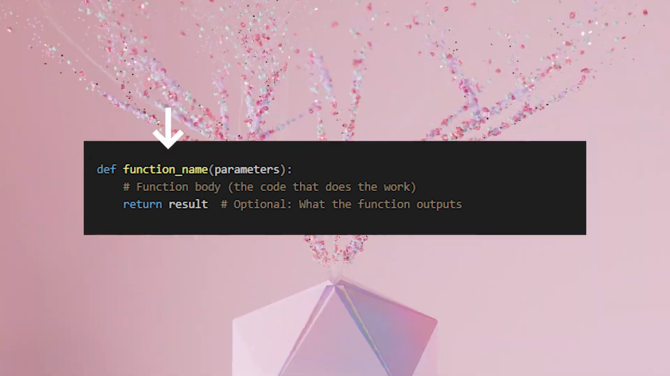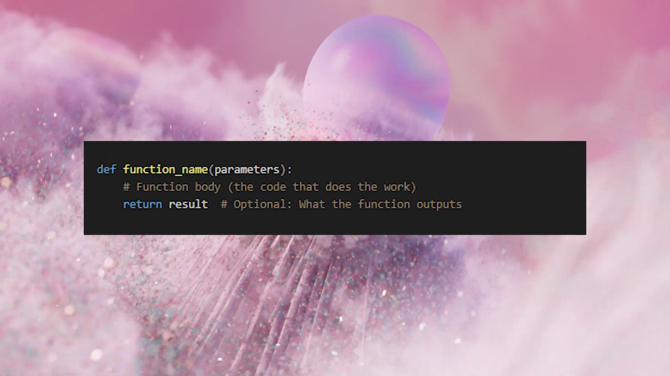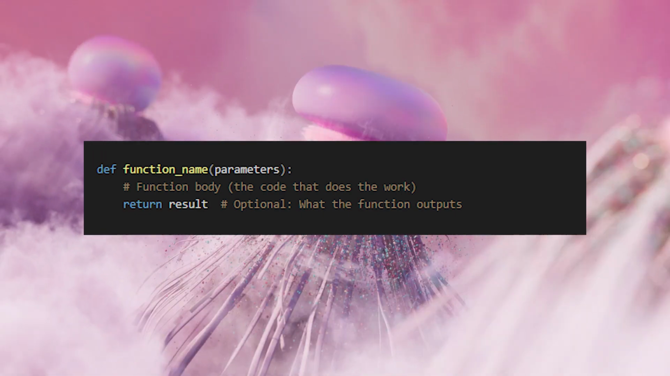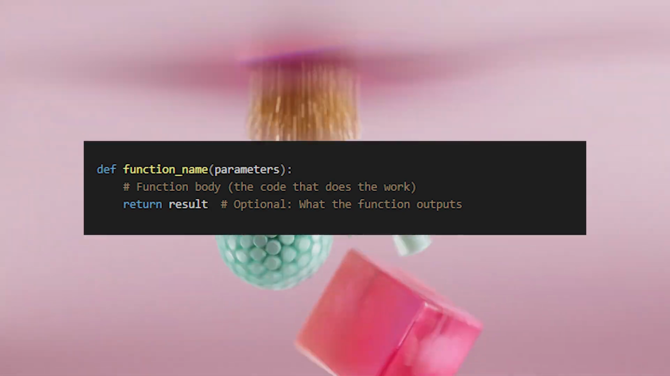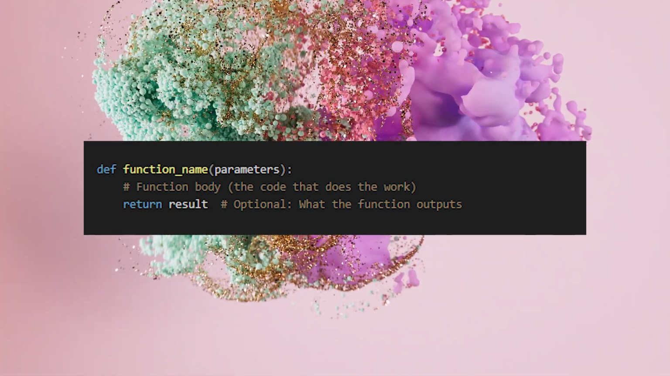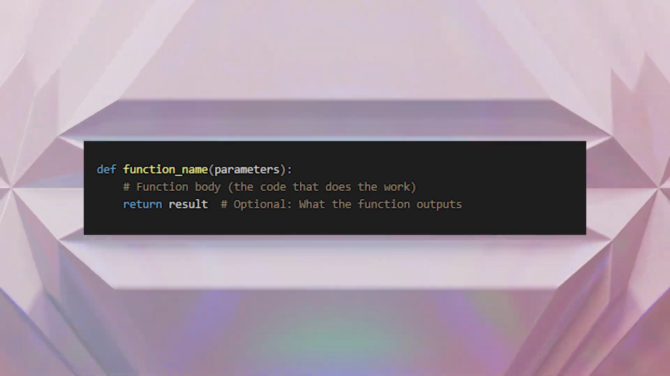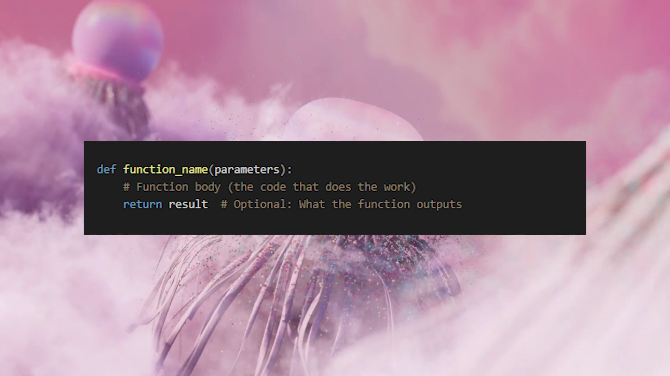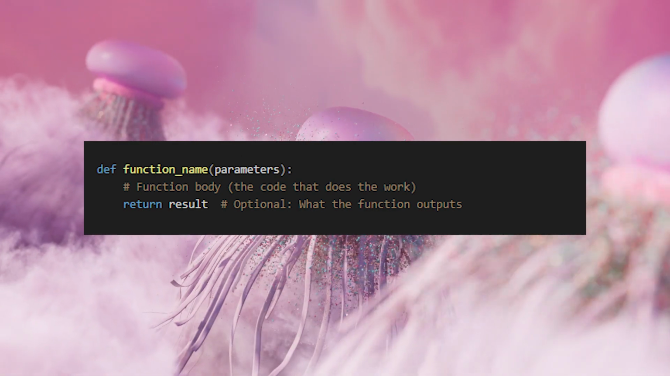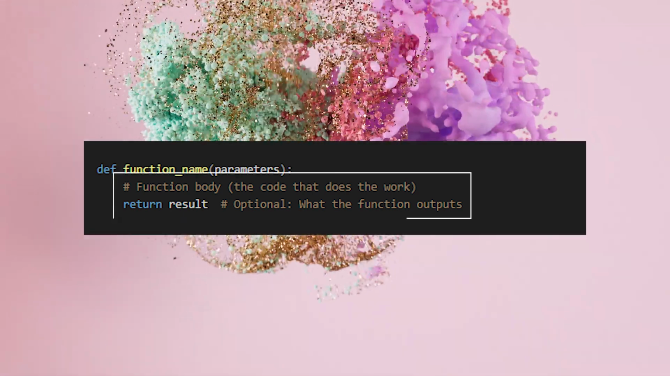Function name. The name of the function should describe what it does. Good function names are like good labels. They make your code easier to understand. Avoid vague names like doStuff or function1. Instead, aim for clarity, like calculateArea, find largest number, or greet user. Parameters or inputs. Parameters are like ingredients in a recipe. They're the inputs your function needs to do its job. The return statement is how a function sends back its result.